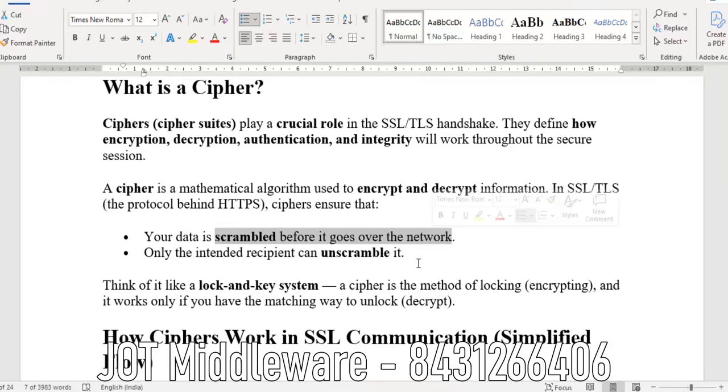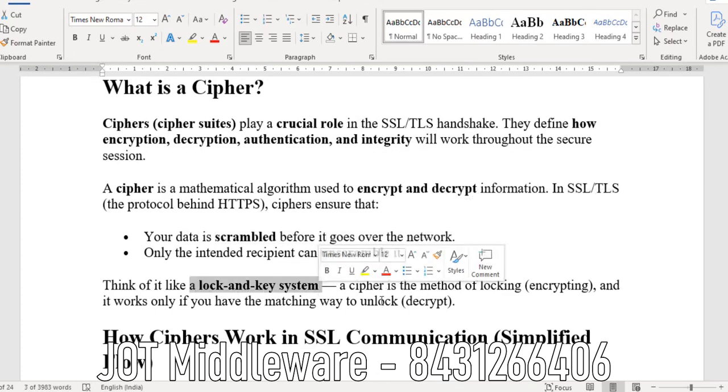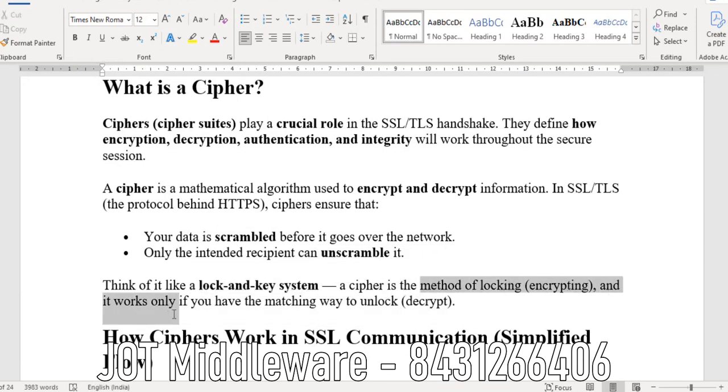and who can decrypt it? The server that has got the private key, which is also known as the master secret. Only that private key has the capability to unscramble or decrypt your data. So the cipher makes sure of these things. So you can think of it like a lock and key system, where a cipher is the method of locking, encrypting, and it works only if you have the matching way to unlock.